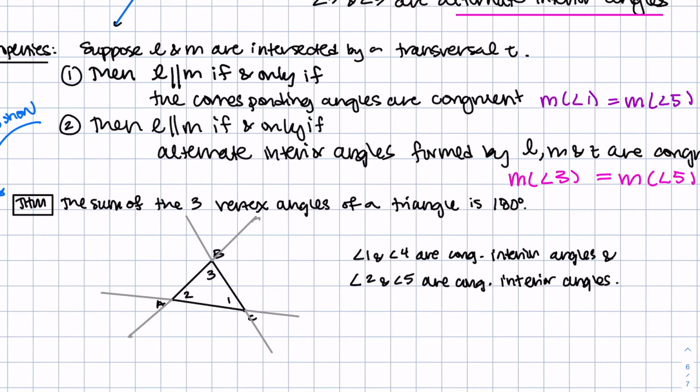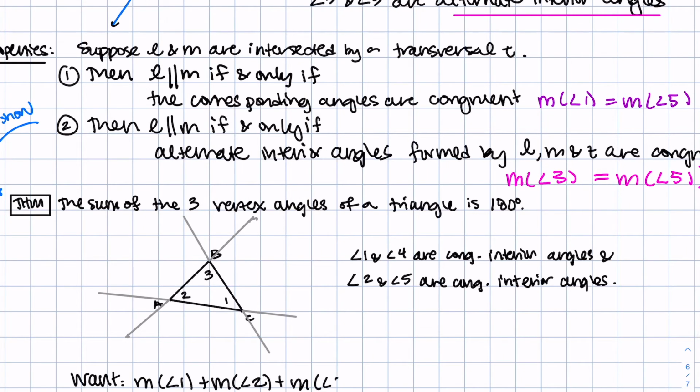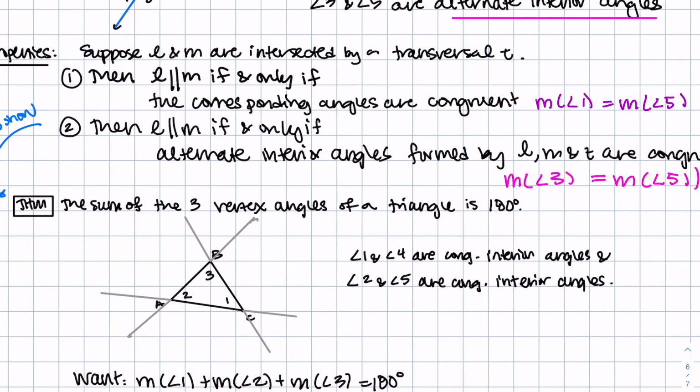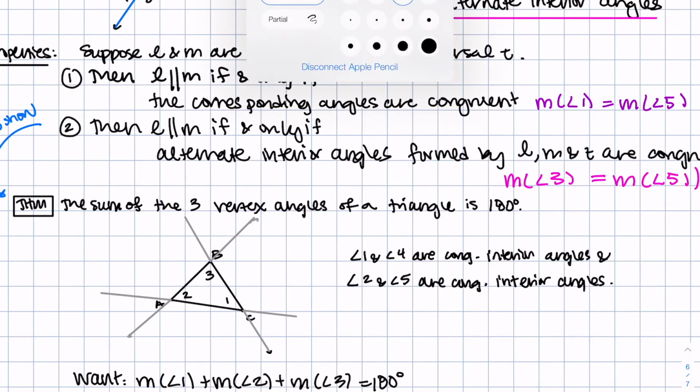Okay, so what I want to show is that the measure of angle 1 plus the measure of angle 2 plus the measure of angle 3 is 180 degrees. So let's look at these, and let's also look at a couple other angles. Oh, and there's one other piece that I'm going to need here. Okay, so we've continued these line segments on.